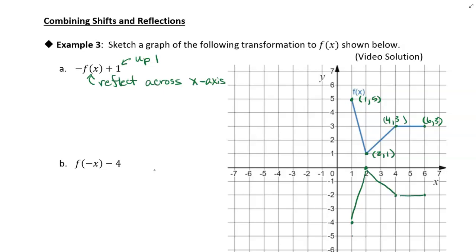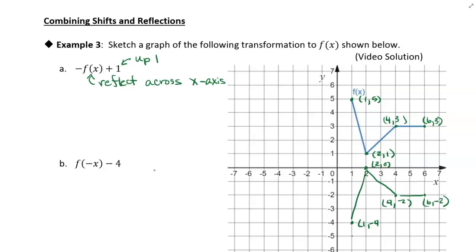All right, so we've reflected, and we've shifted it, right? So now the new points here are 1, -4. This one is, let's see, where can I write it? 2, 0. This one is 4, -2. And this one is going to be 6, -2. All right. So that's one way to do it.